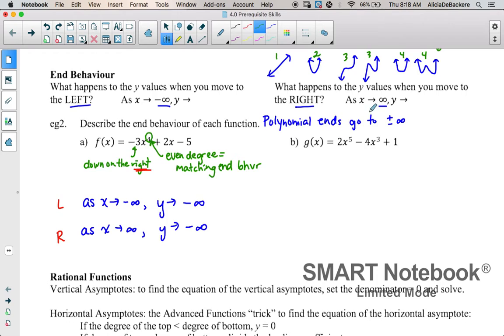All right, moving on to the next one here. Again, I look at the leading coefficient, so the coefficient with the largest exponent. Here it's positive, so that tells me it's going to go up on the right. And then I look at that degree. It's an odd number this time, which tells me that I have opposite end behaviors. They're going to do different things on both sides.